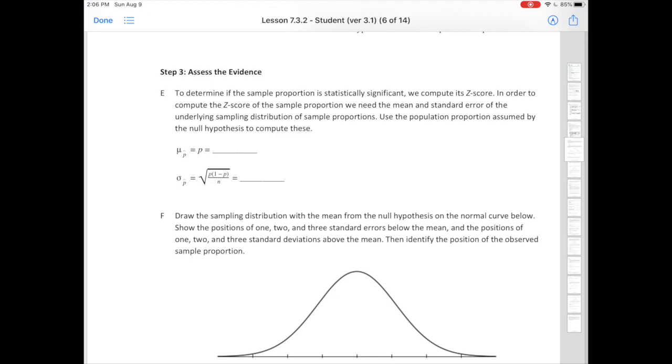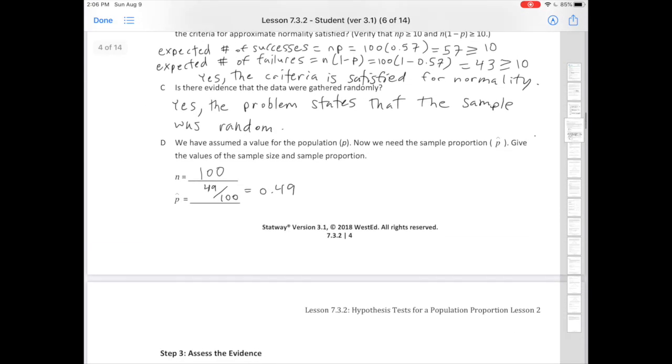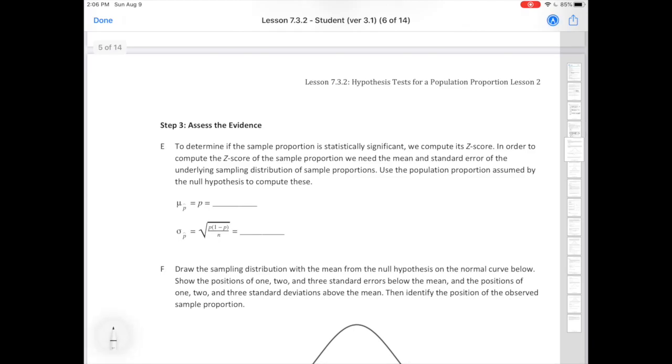To determine if the sample proportion is statistically significant, we compute its z-score. In order to compute the z-score of the sample proportion, we need the mean and standard error of the underlying sample distribution of sample proportions. Use the population proportion assumed by the null hypothesis to compute these. So what was the null hypothesis? Remember, mu sub p hat would be the mean, and that's just p, and p we get from the null hypothesis, so it's 0.57.